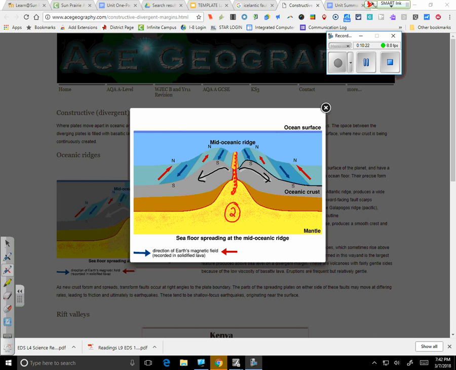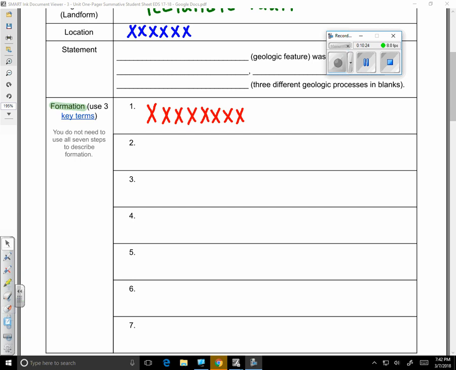So right here on number 2, I need you to write a sentence about the second step in the formation: that those plate boundaries separate or divide, and then magma comes up through the hole. If you need more time, please pause this recording now.